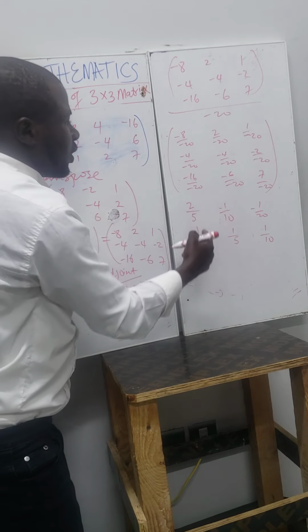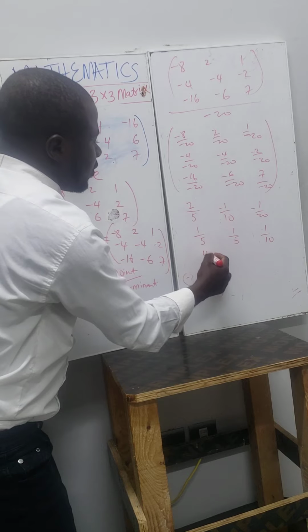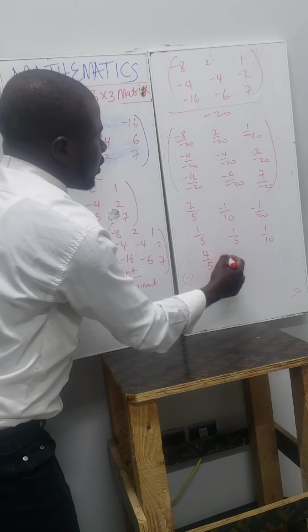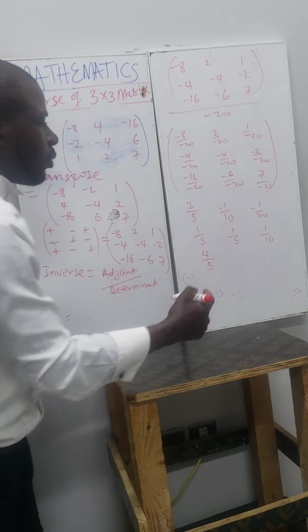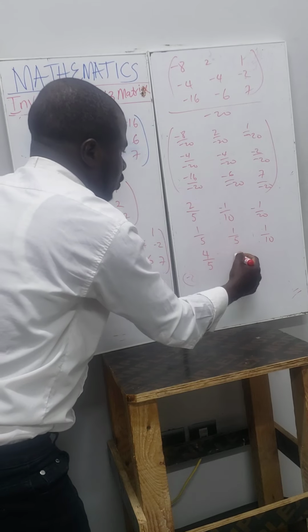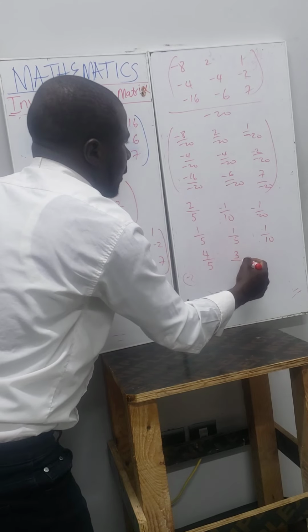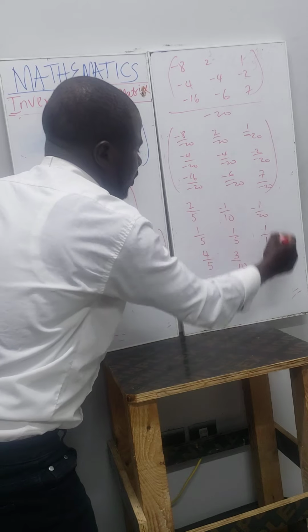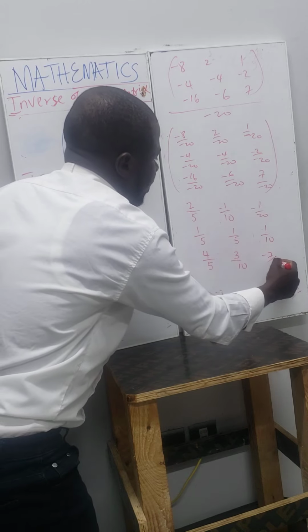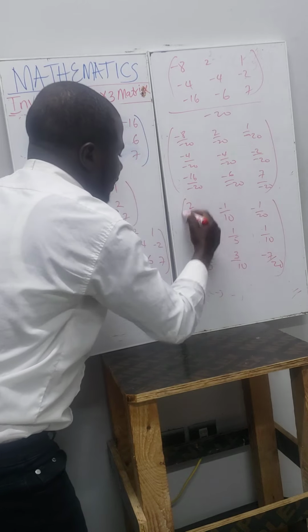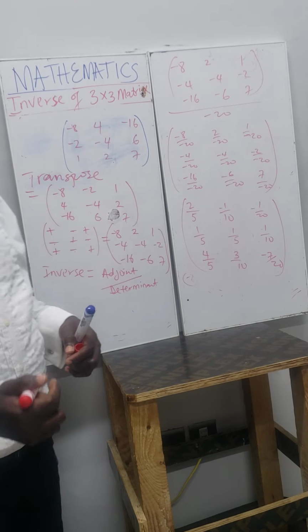So what is common? 4 is common. 4 divided by 5. What is common here? 2 is common. Minus will cancel with the minus. Don't forget. That is 3 divided by 10. And nothing is common here. That is minus 7 divided by 20. So that is the final answer. I believe we get it.